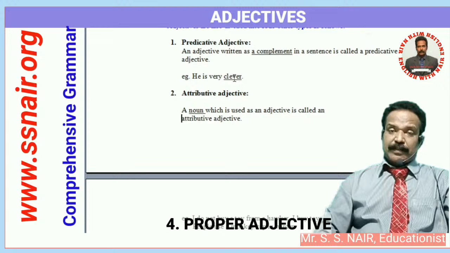Proper adjective. A proper noun used as an adjective is called a proper adjective. Sometimes that proper noun becomes a quality. For example, Shakespeare: Kalidas is called the Shakespeare of India. Here, Shakespeare has become an adjective, but actually, Shakespeare is the name of a person, a proper noun. So when a proper noun is used as an adjective, it's called a proper adjective. Let's take another example. Swiss watches are reliable. Swiss is the name of a country, Switzerland. So Swiss is a proper adjective. Taiwan shirts are long lasting.